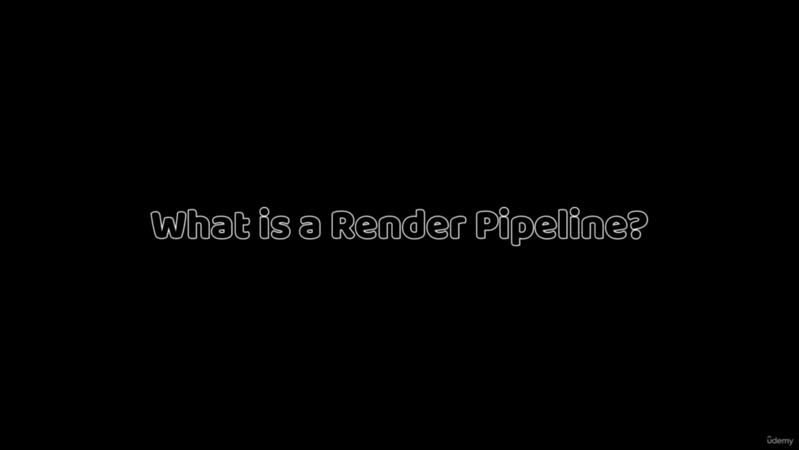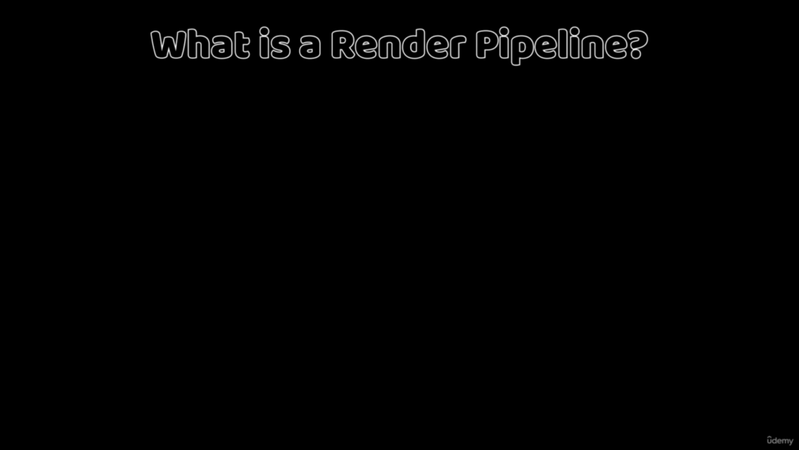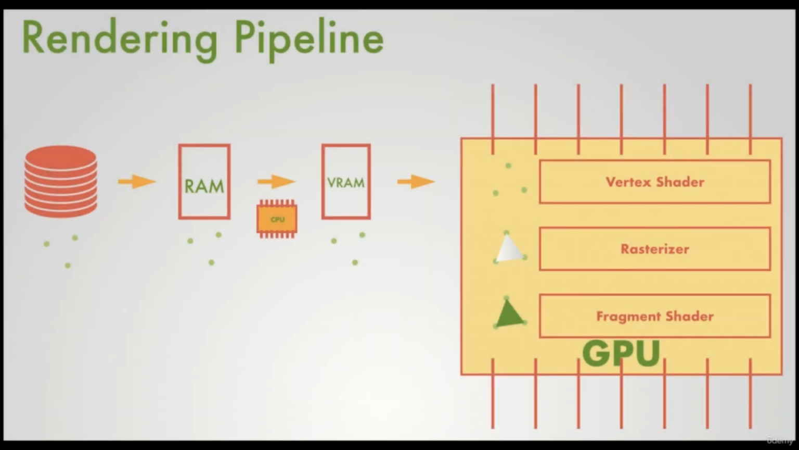So what is a render pipeline? A render pipeline performs a series of operations that takes the content from your scene and displays it on the screen, which is a high-level process that contains three operations, which are generally the culling, then rendering, then post-processing.